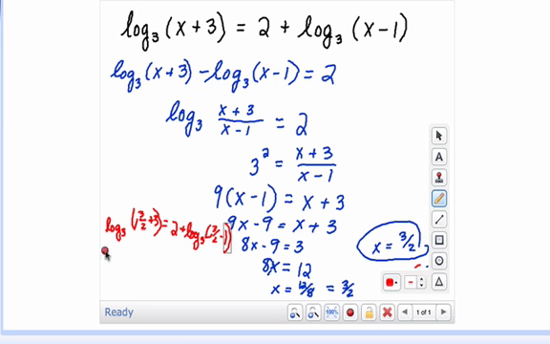Now 3/2 plus 3 is going to be 4.5. Remember, you can plug this into your calculator by saying that this is log 4.5 over log of 3, and that equals 2 plus log of 1/2 over log of 3. Just plug that into your calculator and see if the left side equals the right. And it does, so you know that this is your solution.